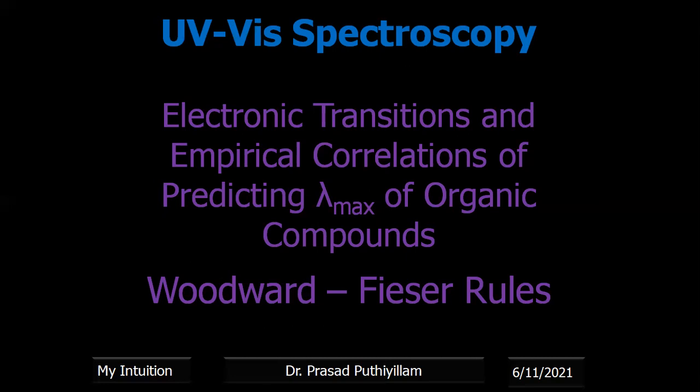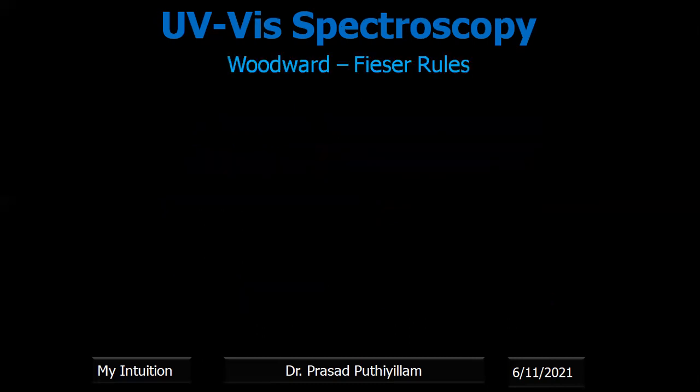That is, pi to pi star transition will be explained here. And the predicted value, that is the calculated value, will almost match the actual observed value. Maximum up to 5 nanometer variation only is seen. Therefore, it is a very good tool to analyze, or to predict, the lambda max of an organic compound.